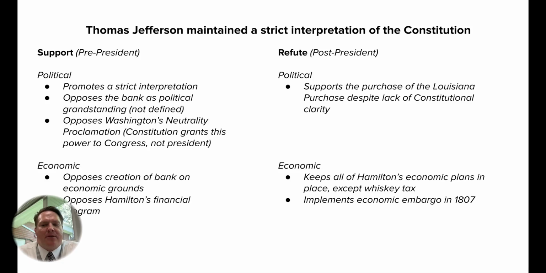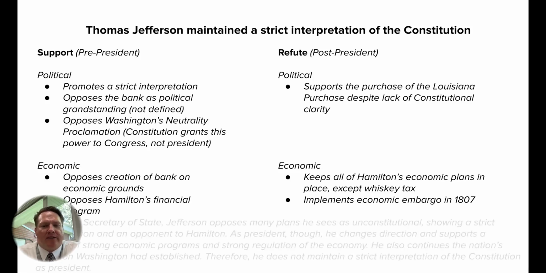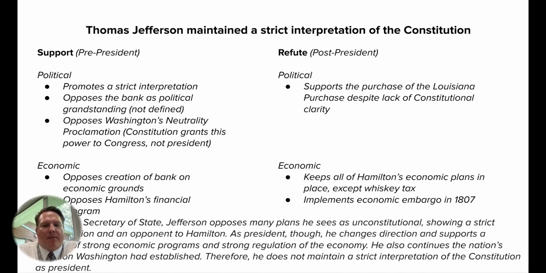Okay, so my next step is to pick a side. So I'm going to refute this, and then I'm going to pre-write a thesis, right? So here I've done all of that. I've picked the refute side, and I've written a thesis that explains how my evidence supports the claim that Jefferson did not maintain a strict interpretation of the Constitution.